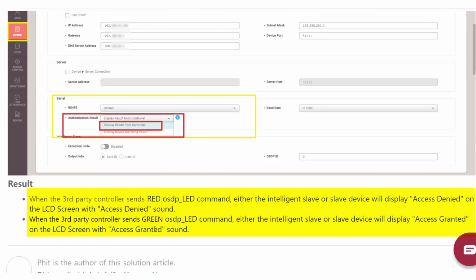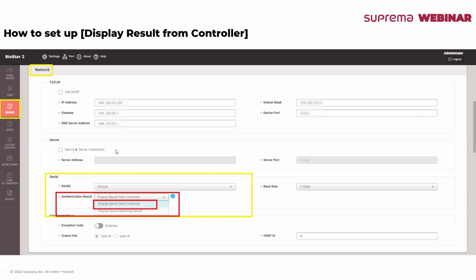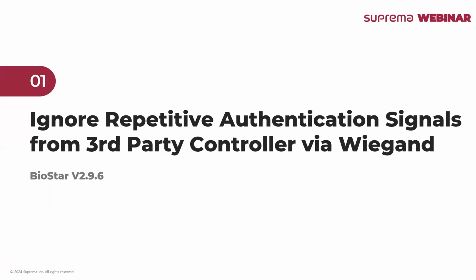While when it sends green OSDP LED command, the intelligent slave or slave device will display access granted with the access granted sound as well. And you must select display result from the controller. Ignore repetitive authentication signals from third-party controller via Wiegand.